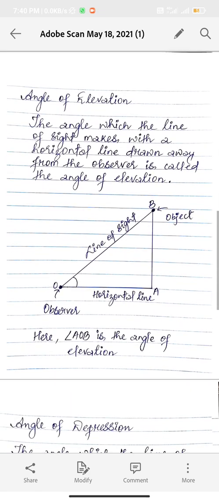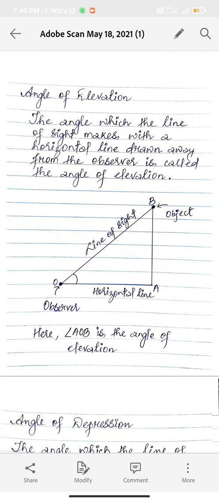Next is angle of elevation. The angle which the line of sight makes with the horizontal line drawn away from the observer is called the angle of elevation. As you can see in the figure, we have an observer and we have an object. The observer is looking at the object, so that line is called line of sight, and you can see this horizontal line with the observer. The angle which is made by the line of sight and the horizontal line, that is angle AOB, is called angle of elevation.